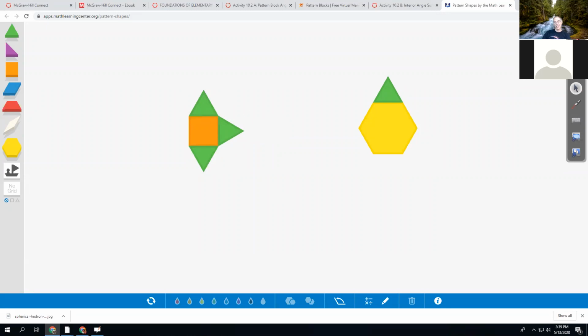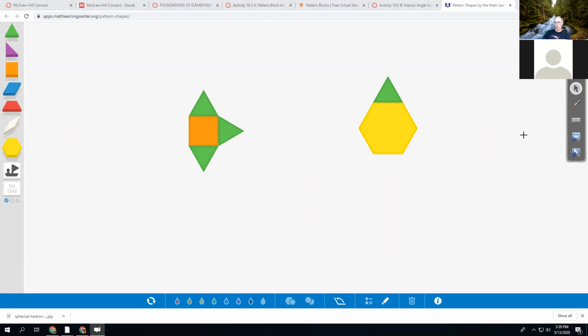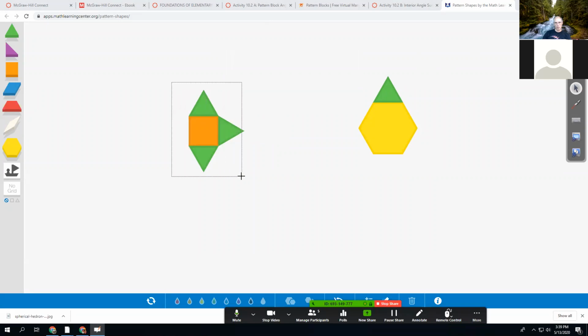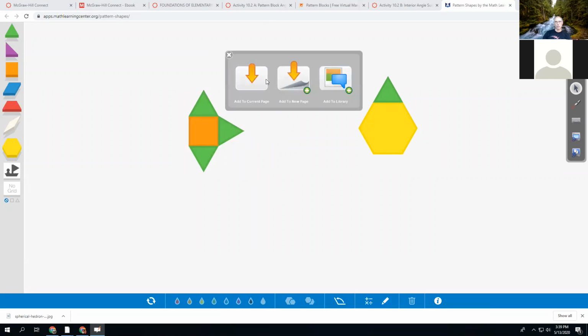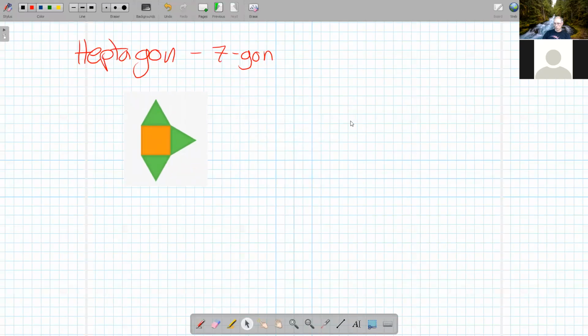It's concave, not convex, and that's okay. Sometimes it matters whether it's concave or convex, and some properties don't matter. It kind of depends on the property. Add to current, yes please. All right, so we want to know, and again, let's just double check by coloring vertices that this is truly a heptagon. 1, 2, 3, 4, 5, 6, 7. Yeah, it's definitely a 7gon.